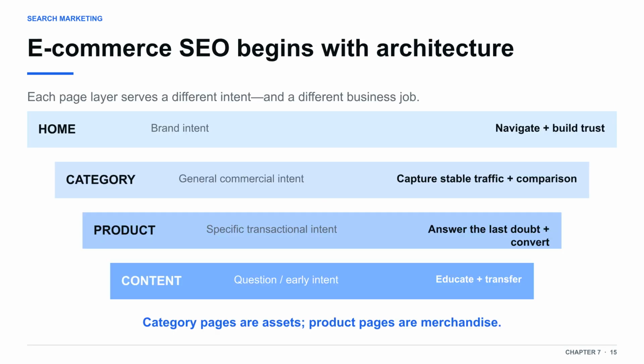Finally, e-commerce SEO starts with site architecture. Each layer of your site serves a specific business job. Remember that category pages are your assets for capturing traffic, while product pages are your merchandise designed to convert. This concludes our overview of Chapter 7.